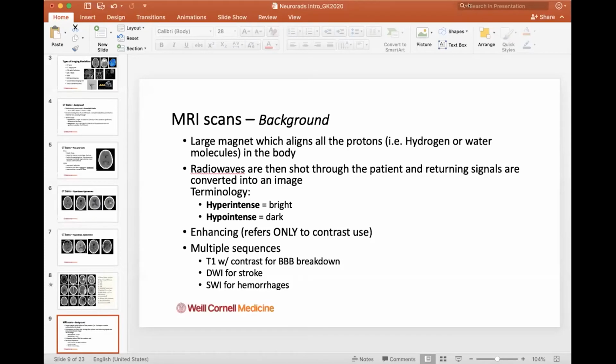One of the big things as you start, not just your residency, but even as a sub-I, is reading MRIs and CT scans, among other types of neuroimaging. So what I'm going to give you is a primer and introduction to doing just that.